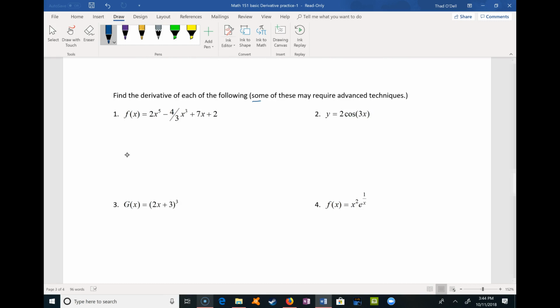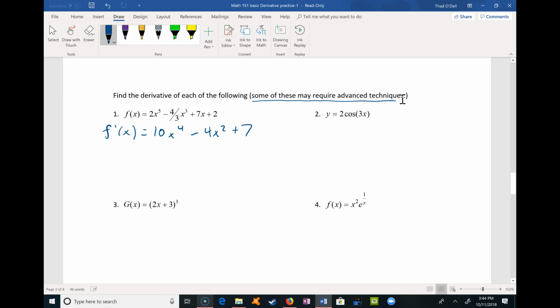This has a warning here. Some of these may require advanced techniques. First one doesn't, though. It's just the power rule. That'd be 10x to the fourth minus 4x squared plus 7, and derivative 2 is 0.